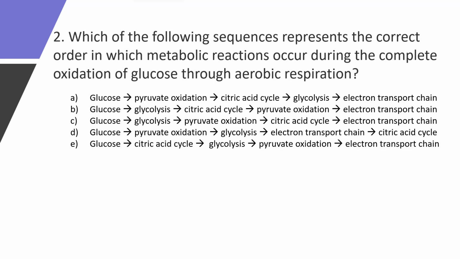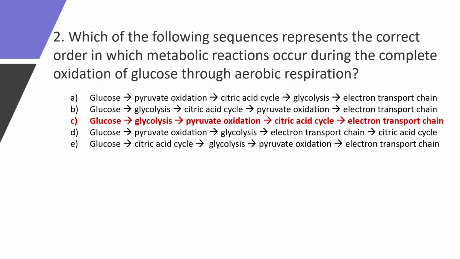Okay, so question 2 asked, which of the following sequences is the correct order in which metabolic reactions occur during the oxidation of glucose through aerobic respiration? Remember, the oxidation of glucose, that means that glucose essentially is going to be broken down and those electrons are going to be used at the very final stage of cellular respiration. So what is the correct order?